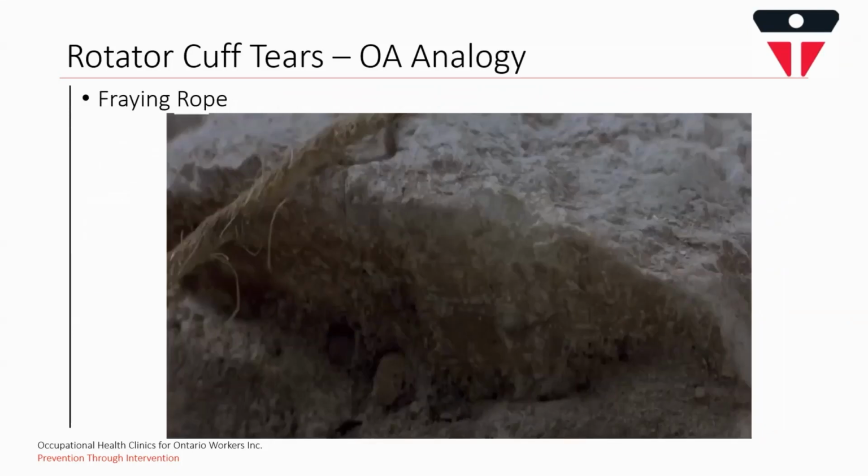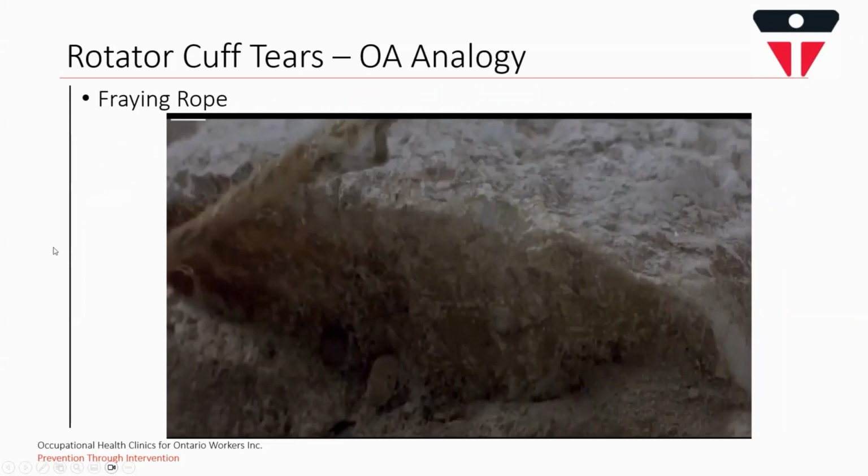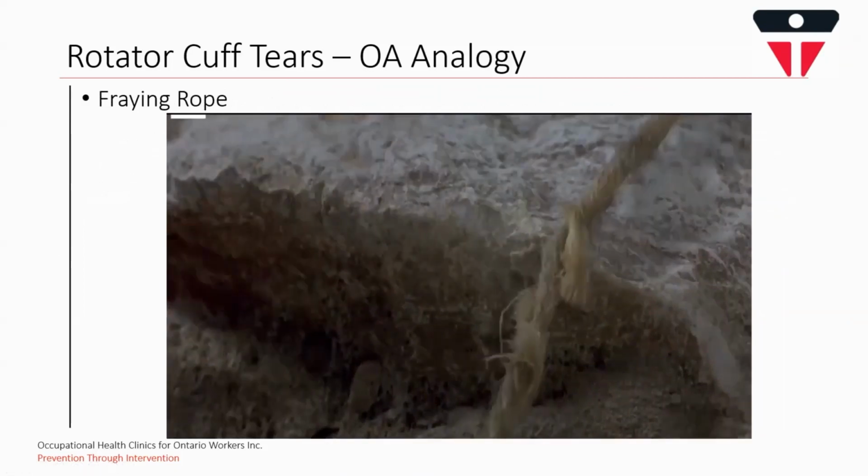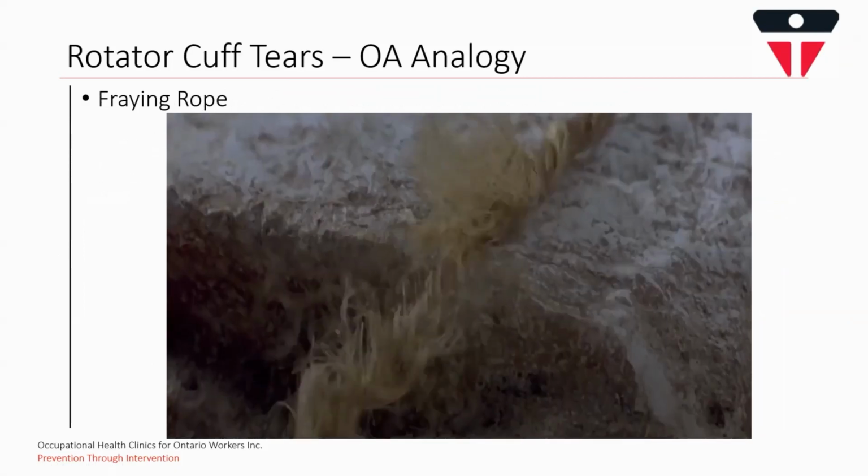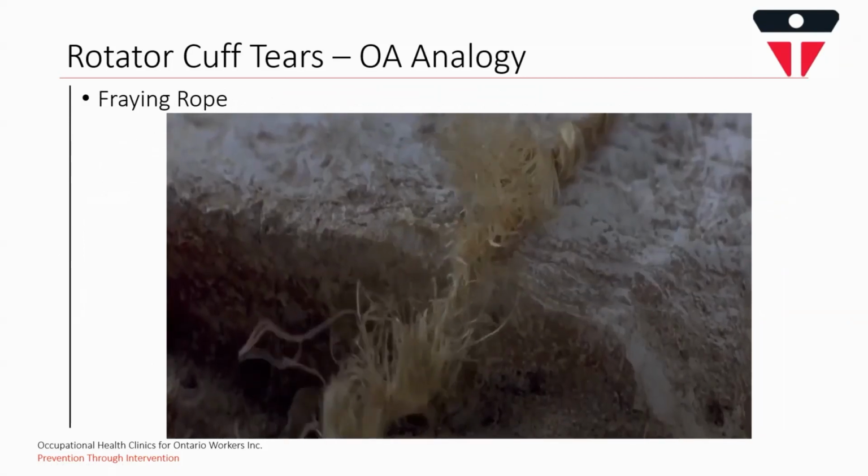A good analogy of this is if you ever watched a movie where someone's climbing a mountain and the rope's running over top of a rock, but they're bringing themselves upwards. The rope is running over that roughened surface, which again is like the roughened bone. And as that keeps happening, the rope begins to fray, just like the tendon would, until a tear begins.